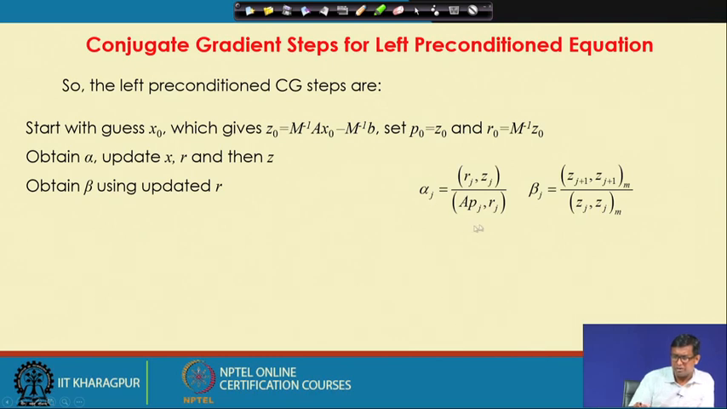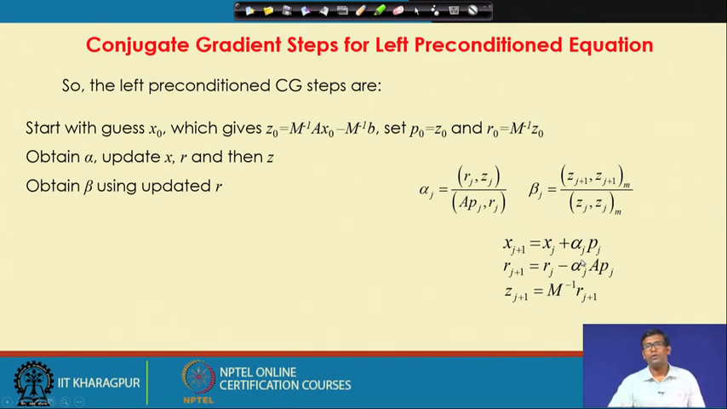So, the alpha is equal to r j z j by A p j r j, and you will obtain x j plus 1 is equal to x j plus alpha j p j. So, this also gives a direct way to update x instead of looking into z, because x is a solution vector. So, x will follow exactly the same relation as it was following in the conjugate gradient method of A x is equal to b. It will follow the same relation in the conjugate gradient method of M inverse A x is equal to M inverse b, because x remains same in both cases.